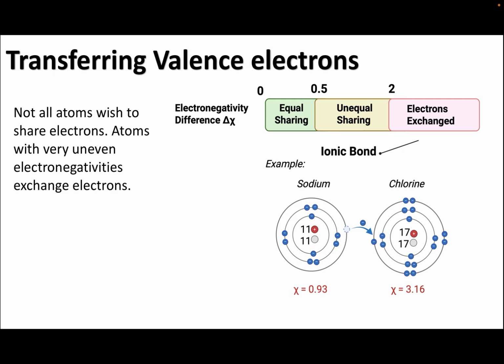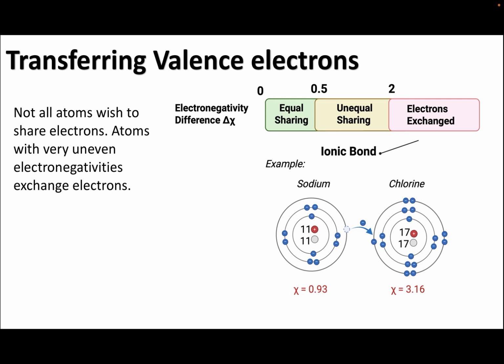Okay, but what about if we have 2 atoms that are really unevenly matched in their electronegativity? In those cases where one atom has a really strong pull for the electron, and the other one has a really weak pull, we won't end up with sharing. Instead, the electrons will actually be transferred from one atom to the next. Typically, we would say that if you have an electronegativity difference of 2 or above, you're going to see something called an ionic bond, where electrons are actually transferred from one atom to the next.